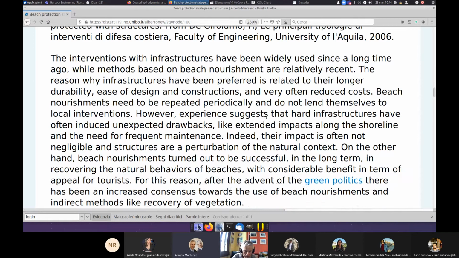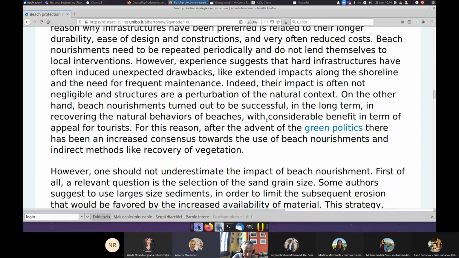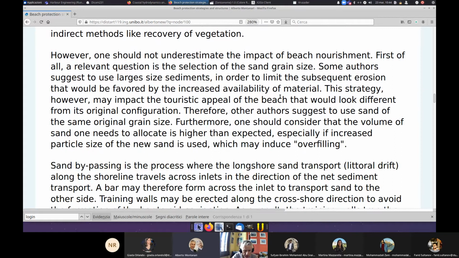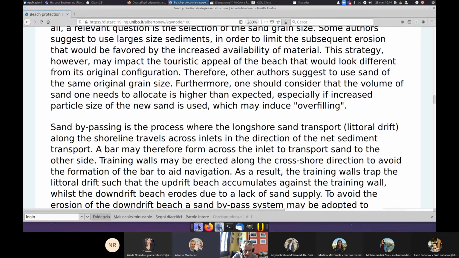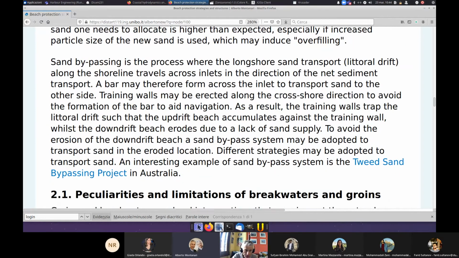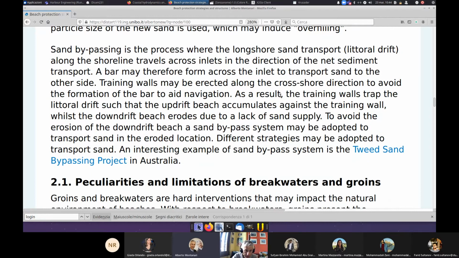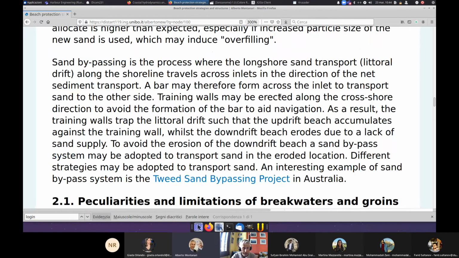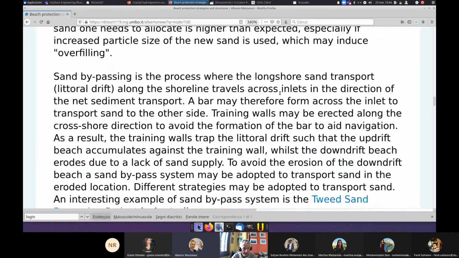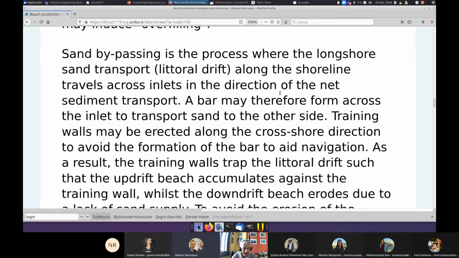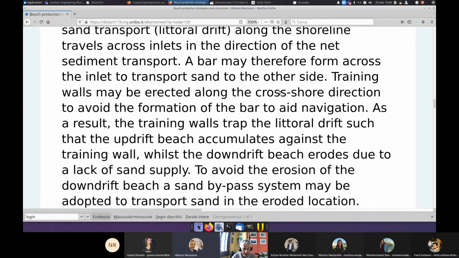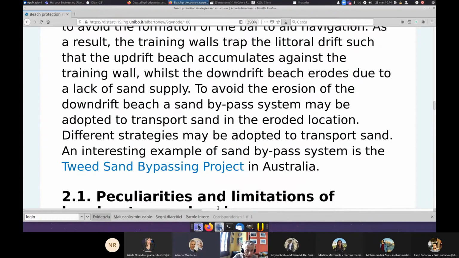Now, here there is a long discussion of how this protection could be mixed. Basically, these are things that I already mentioned to you, so I don't think we have to discuss anything more here, but instead I would like to spend a few more words on sand bypassing. Let me increase the font, sorry. And let me give you a direct example here, the Tweed Sand bypassing project in Australia.